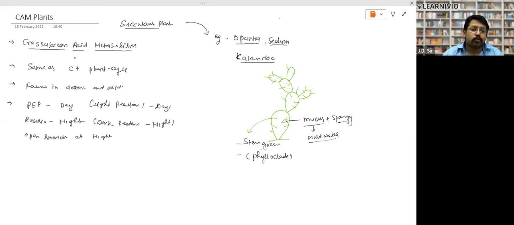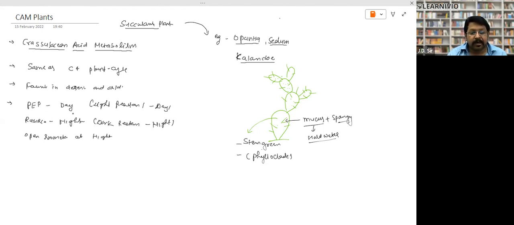They have crassulacean acid metabolism. These succulent plants are the same as C4 plants, meaning the C4 cycle goes on. They are found in desert and arid regions. In the daytime they do not open their stomata. In the nighttime they open their stomata and absorb carbon dioxide.